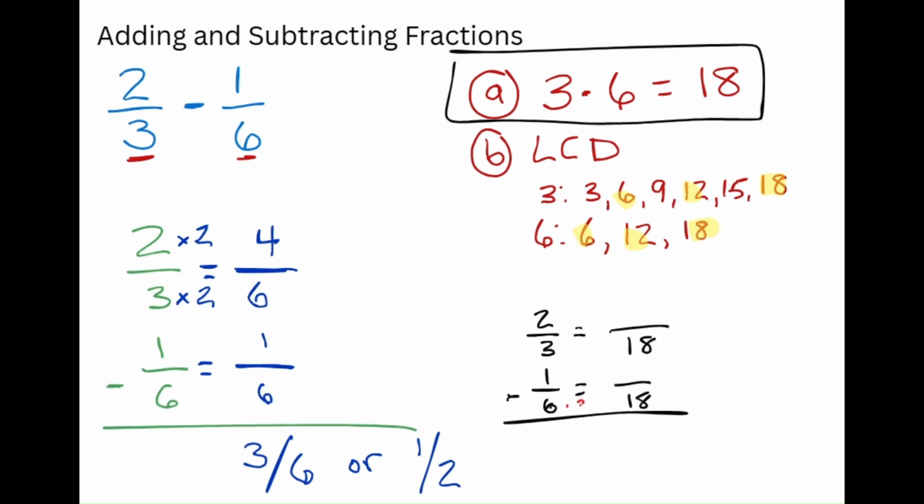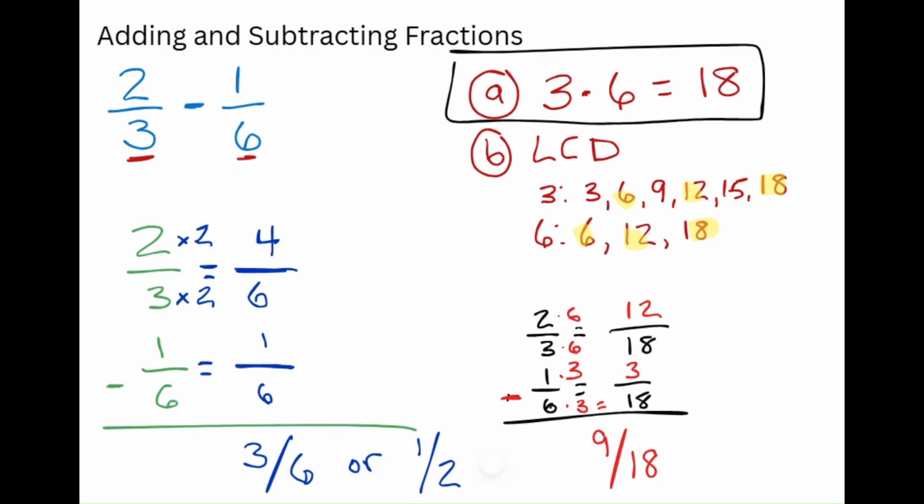So 6 times 3 gets you 18. So I'm going to multiply 1 times 3, and that's going to get me 3/18. And then 3 times 6 gets me 18. So I'm going to do 2 times 6 and get 12. And now I can do my subtraction step here. 12 minus 3 is 9/18, which you'll notice is equivalent to 3/6 or 1/2.